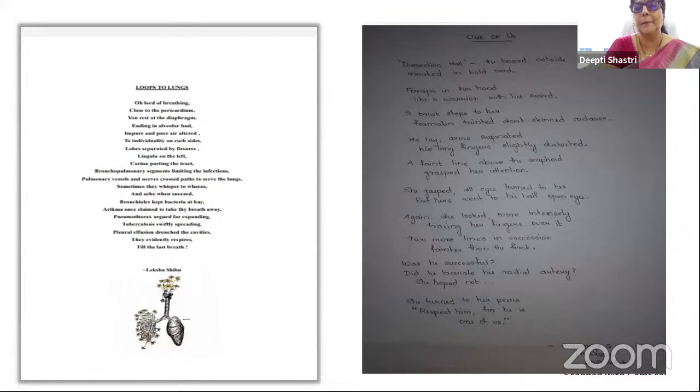"Dissection hall, the board outside marked in bold said, forceps in her hand, like a warrior with his sword, 5 brisk steps to her formalin-tainted, dark-skinned cadaver. He lay, arms supinated, his long fingers slightly abducted. A faint line above the scaphoid grasped her attention. She gasped. All eyes turned to her, but hers went to his half-open eyes.